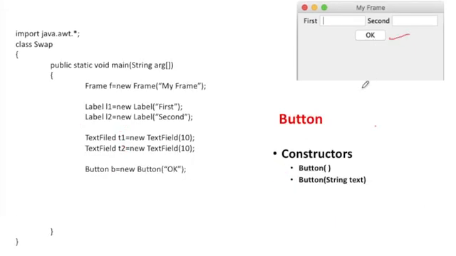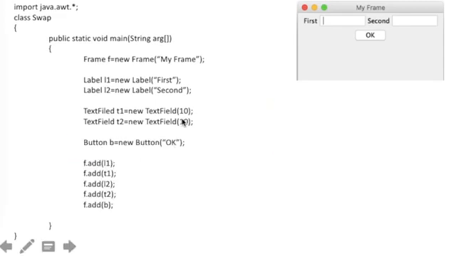Next, I want a button. For that, a Button class is available in the AWT package, and it has constructors: one without any parameter, a non-parameterized constructor, and a second constructor which takes a string, that is the label that you want on the button. Here I have created a button B, assigned new Button, and I have given the button label as OK. Now I have a frame, two labels, two text fields, and a button.